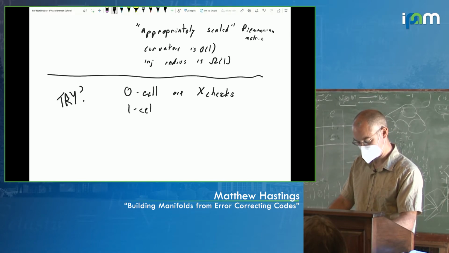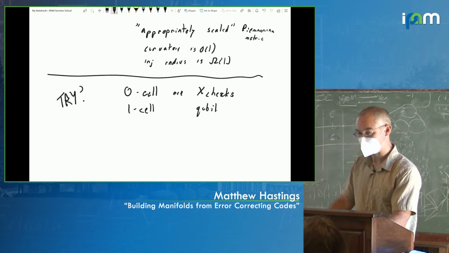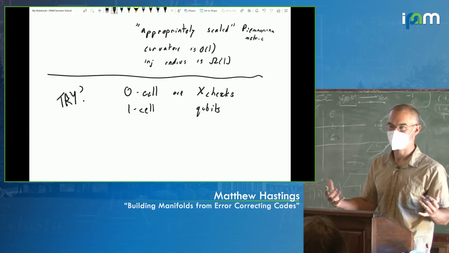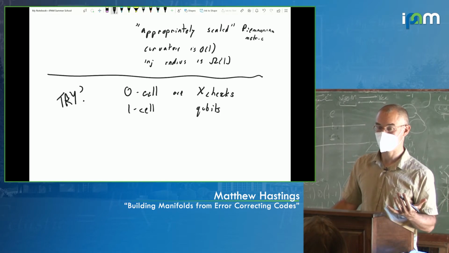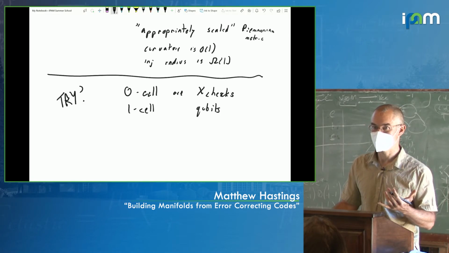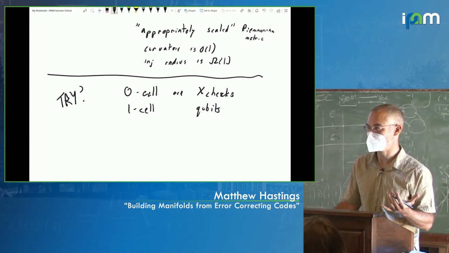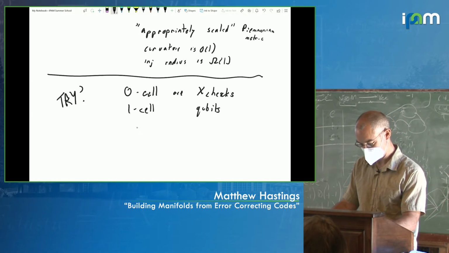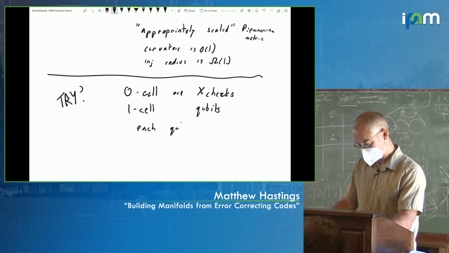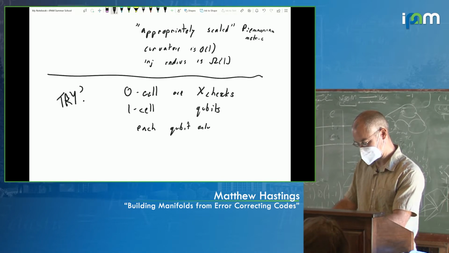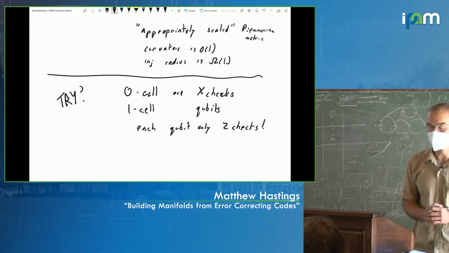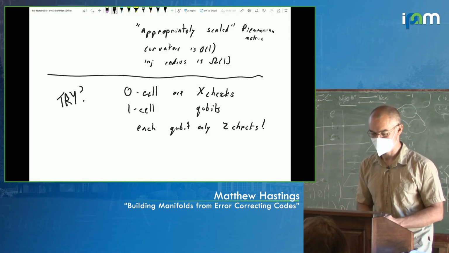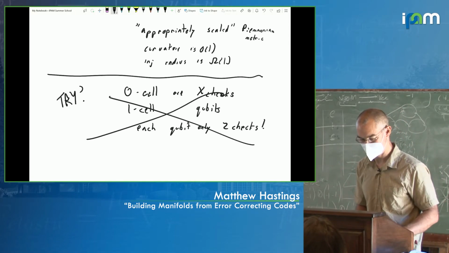1 cells are qubits. So that worked, that was the example I drew above, previously for the toric code. The trouble is that a 1 cell has only 2 0 cells in its boundary. So that means each qubit can participate in only 2 checks. And that's no good, because most of the codes we have don't have that. Each qubit participates in O(1), but more than 2 checks. So no good. We can throw that out.